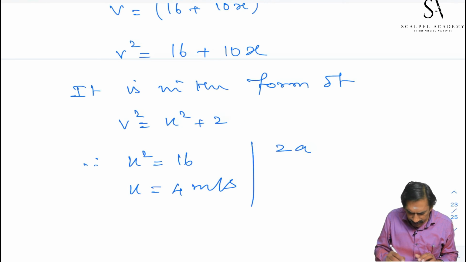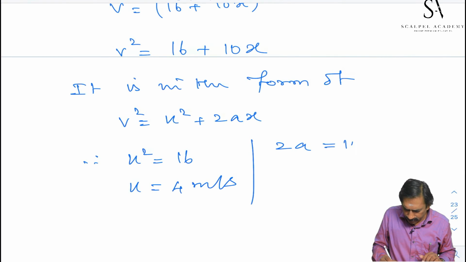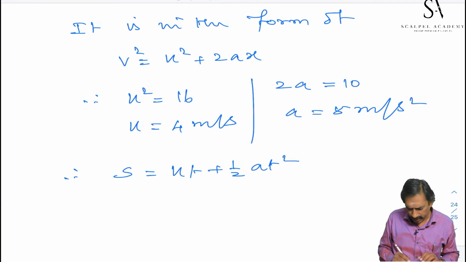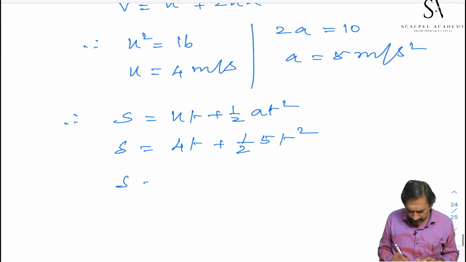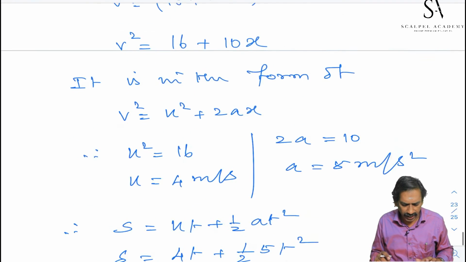and 2a, yes, here x is given as displacement, 2a is equal to 10. So, a is equal to 5 meter per second square. Therefore, acceleration is constant. We can use this form ut plus half at square. S is equal to 4t plus half into 5 into t square. S is equal to 4t plus 5 by 2 t square. This is the displacement as a function of time.